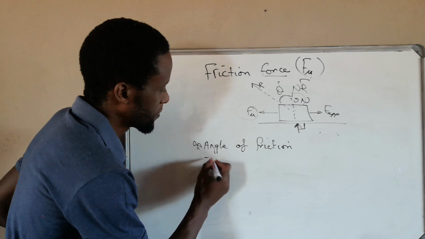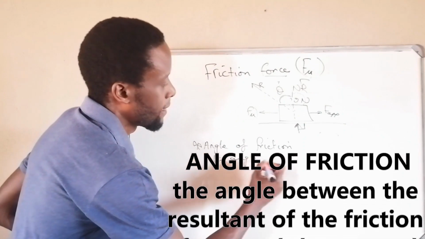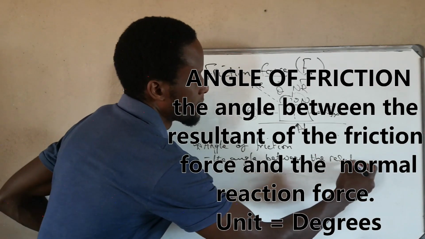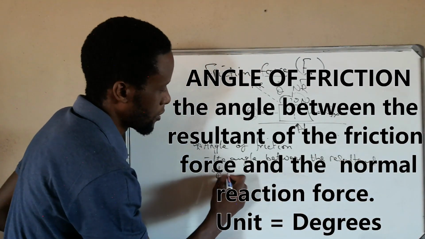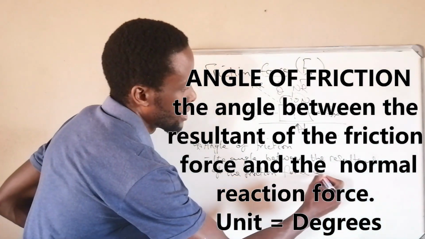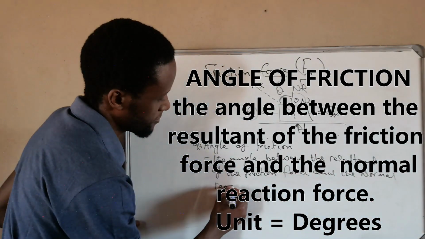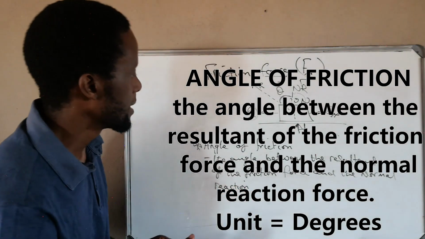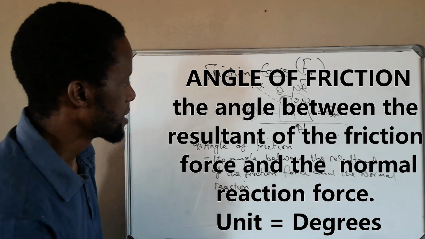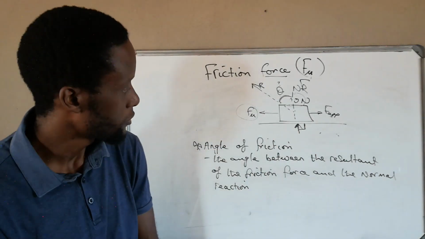So angle of friction, as we define it, is the angle between the resultant of the friction force and the normal reaction. Okay, it is the angle between the resultant of the friction force and the normal reaction. So this angle that we have here, that is our angle of friction.